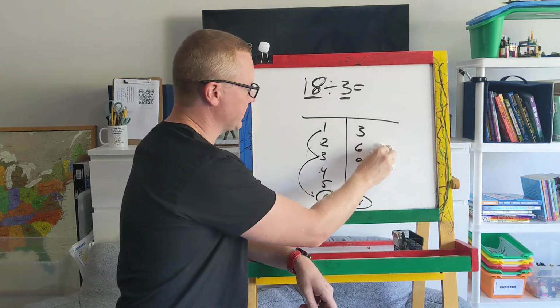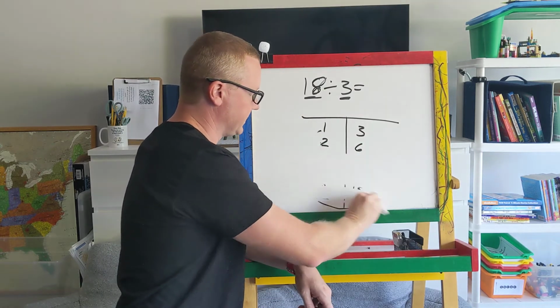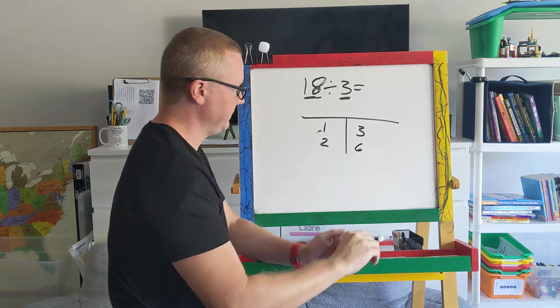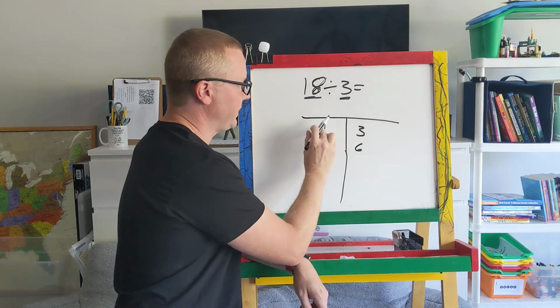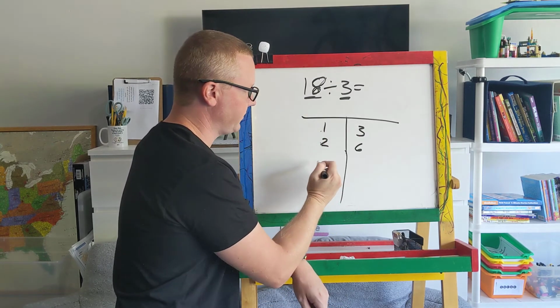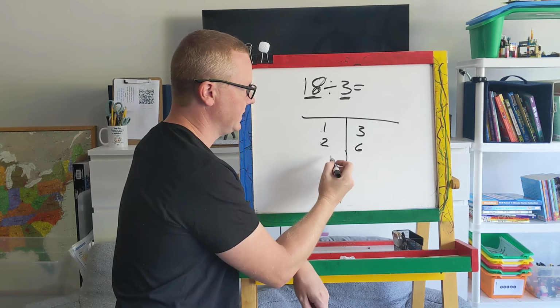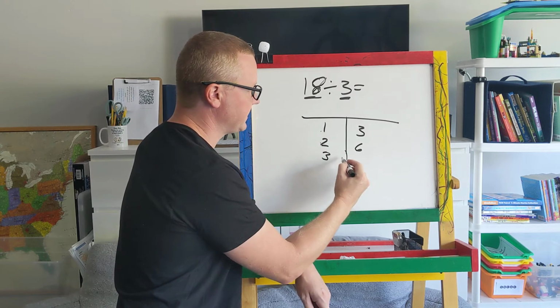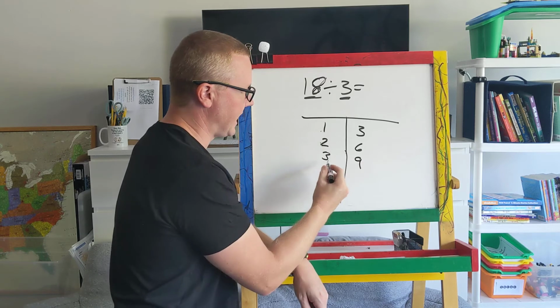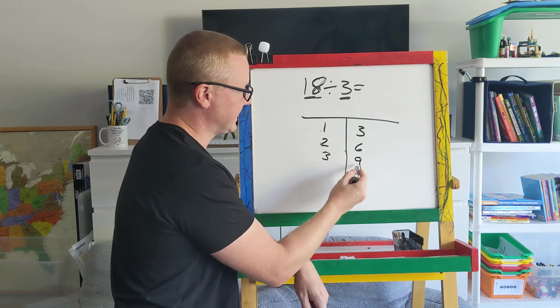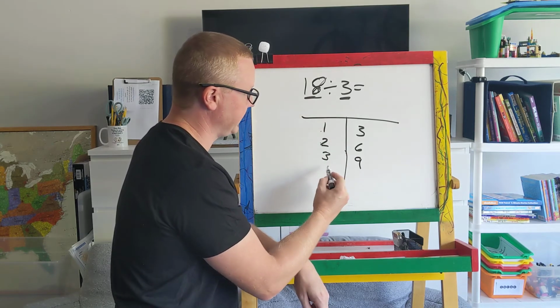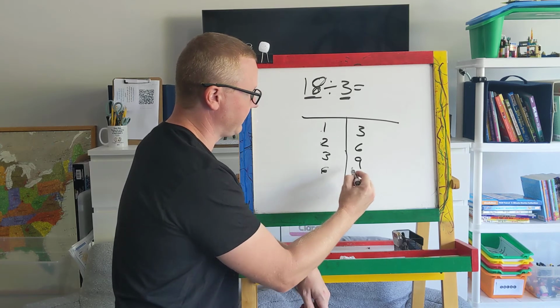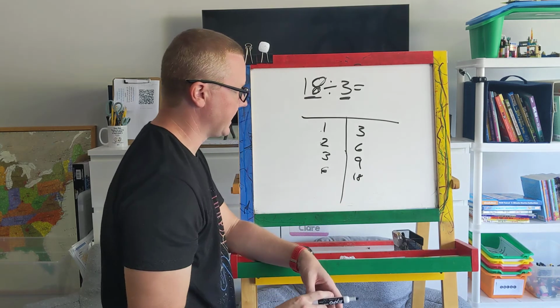Let me show you what that looks like just in case you are confused. So I'm going to start over here. One group of 3 is 3. 2 groups of 3 is 6. 3 groups of 3 is 9. Now I'm going to double it because I know 9 is almost half of 18. 6 groups of 3 is 18.